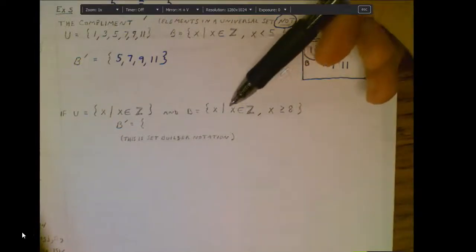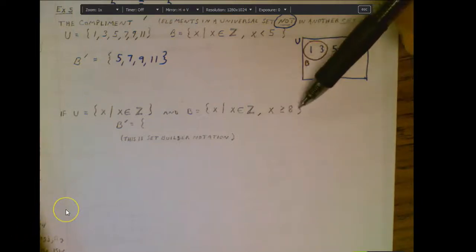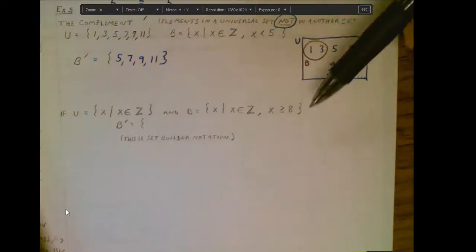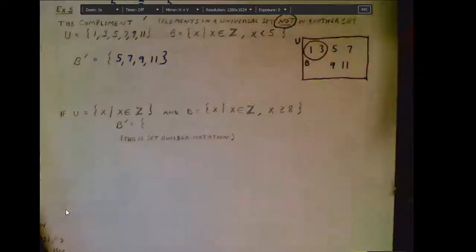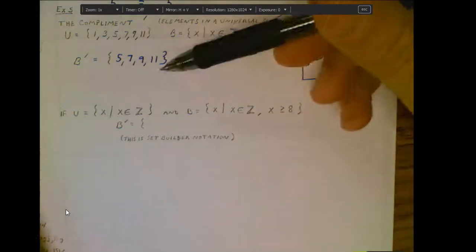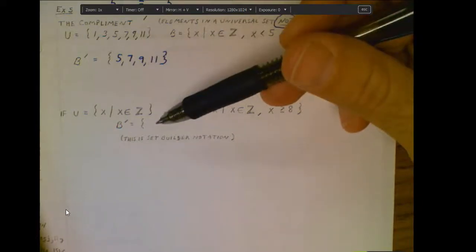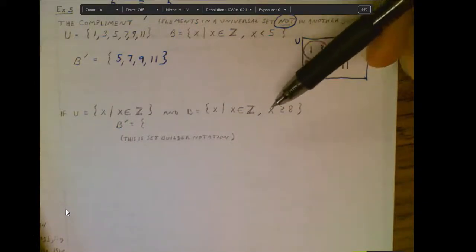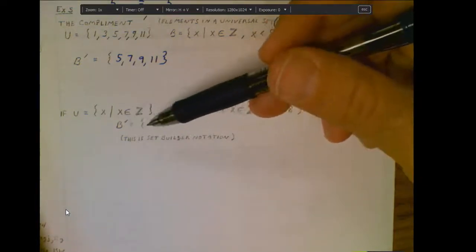So if I said that set B is integers that are greater than or equal to 8, well then what is not in set B? Notice I can't list specifics for this because my universe is infinite. So it's not possible to list the specifics. So if it's not possible to list the specifics, you have to do it with an inequality. So for this last one, if I said that B is x's or integers that are greater than or equal to 8, well then what are the things that are not in B?